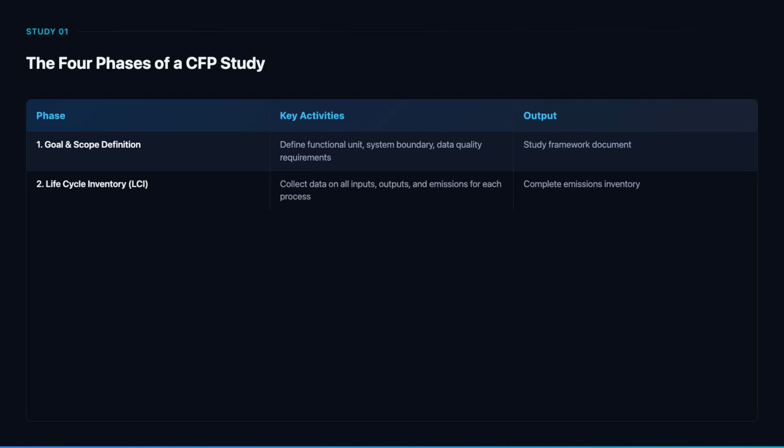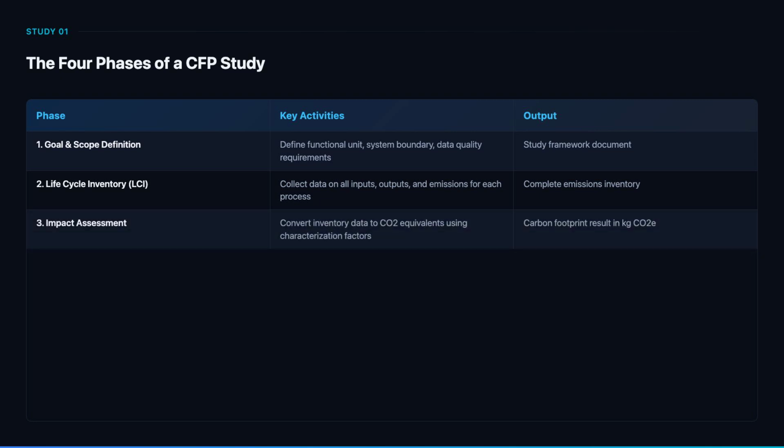Phase 2 builds the life cycle inventory. You collect data on all material and energy inputs, product and co-product outputs, emissions to air, water, and soil, and waste generated for every process within the system boundary. Data sources include direct measurement, supplier data, industry databases, and emission factors. Phase 3 converts inventory data into the carbon footprint result.